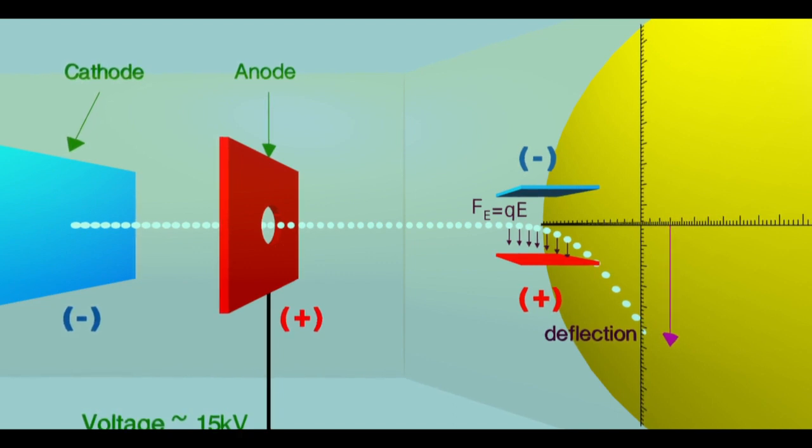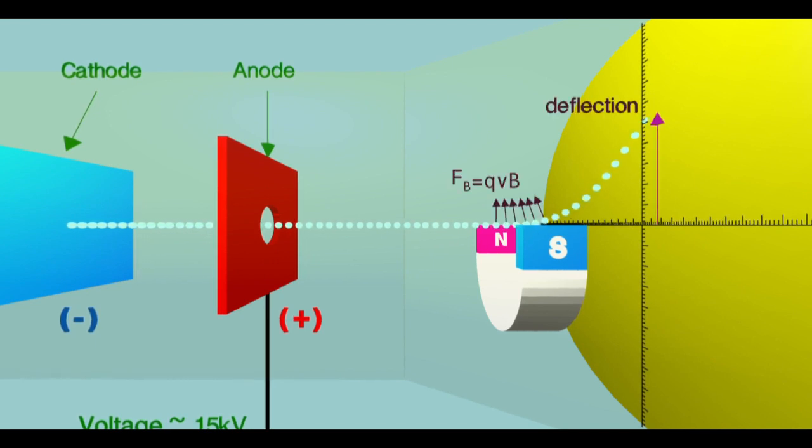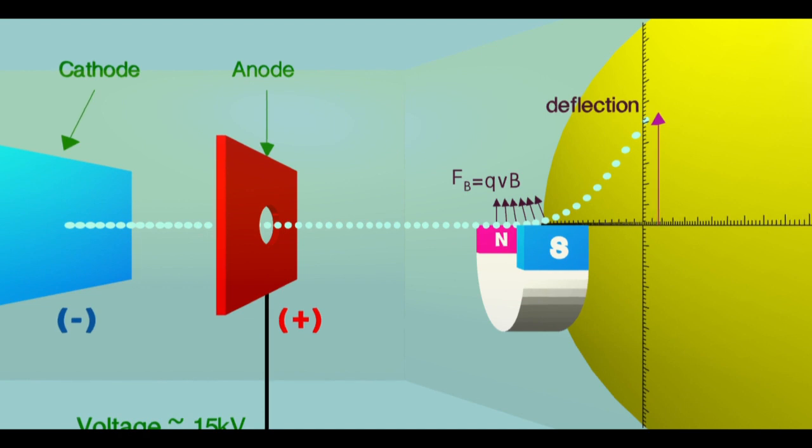Force due to magnetic field is more interesting. Its magnitude is given by F = QVB, where Q is the charge as before, V is the particle velocity, and B is the magnetic field strength, but it always acts perpendicular to the direction of motion, which means it never changes the speed, it only changes the direction of motion.